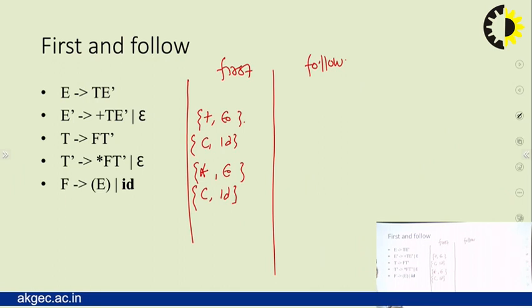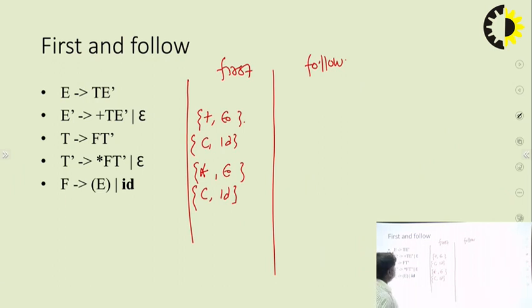Now we compute the first of E. That is the first of T. And what is the first of T? Already computed, that is open bracket and ID. By this method, it is very easy to compute the first of any production rule. Now we will move to the follow of any production rule.